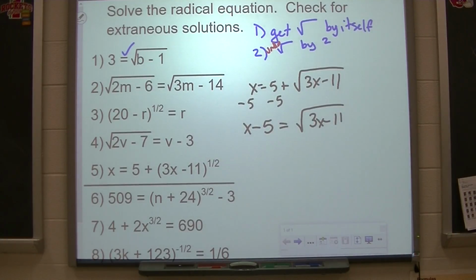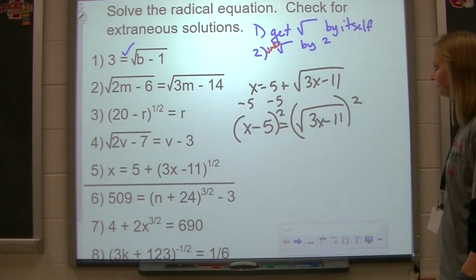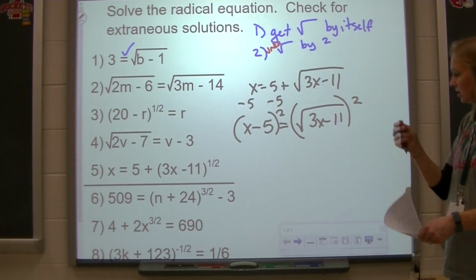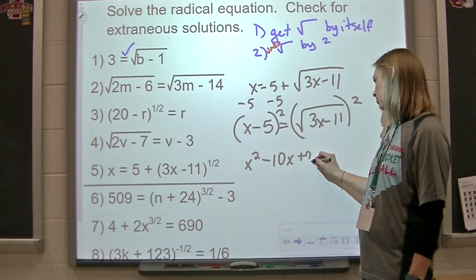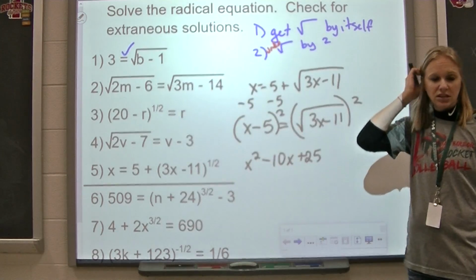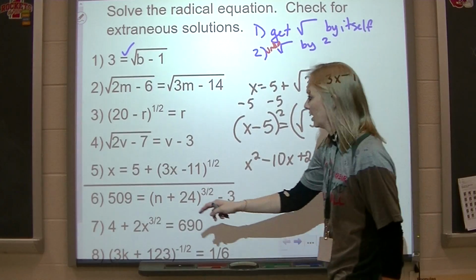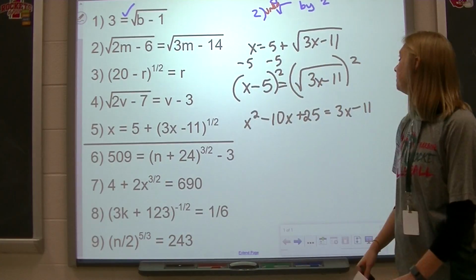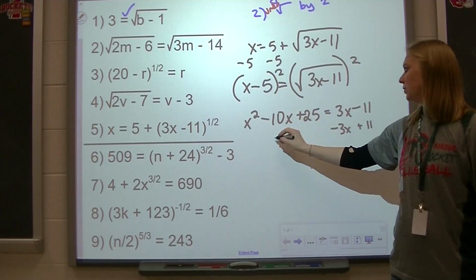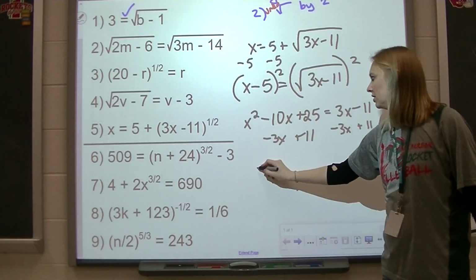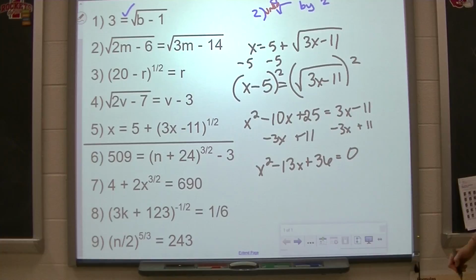Now is it by itself? Yes, it is. So now let's undo it by squaring both sides. Again, we're going to get a quadratic. It's going to be x squared minus 10x plus 25, because it's x minus 5 times x minus 5, FOIL it out, and that will equal 3x minus 11. So we need to get it equal to 0, so I'll subtract 3x and add 11 to both sides, and I'll have x squared minus 13x plus 36 equals 0.